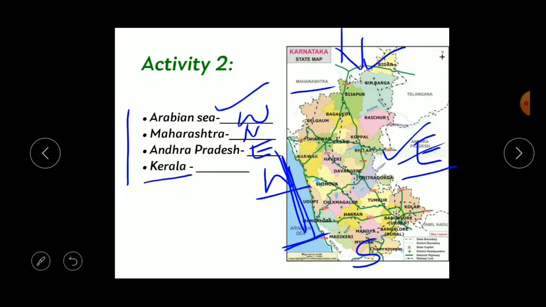Next, Kerala. Where is the Kerala here? Here. Can you see this Kerala here? Yes, this is the Kerala. So in which direction does it come? It comes in south. So see here, this is north, south, east, west, right? So it comes in a south direction. So we'll write here south. Understood children? Yes. Okay, now let's move to another concept.